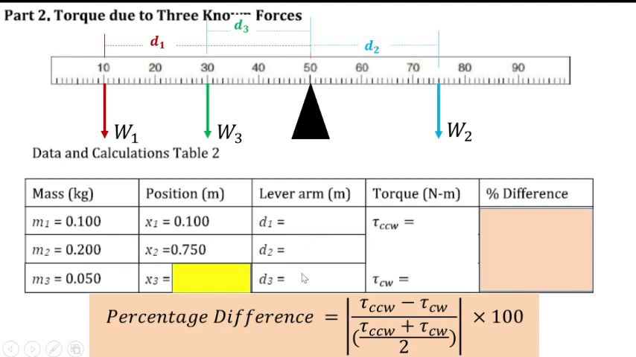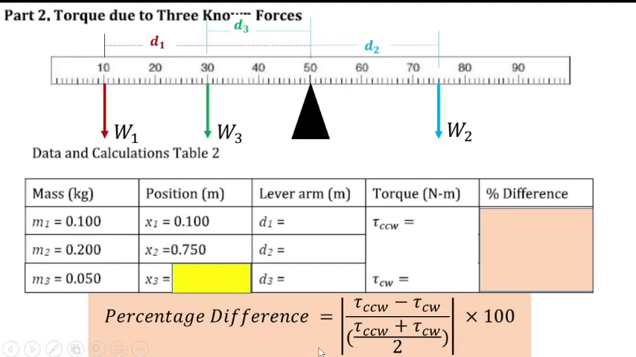Again, you have to compute the lever arm. D1 is the distance from the pivot to weight 1, D2 is the distance from the pivot to weight 2, and D3 is the distance from the pivot to weight 3. Based on their position, you have to add the torques of weight 1 and weight 3 to determine the torque counterclockwise. For the torque clockwise, you will just get the torque of weight 2. Again, we know that the torque clockwise and torque counterclockwise should be equal. Hence, we will get the percentage difference, using the same formula we have in procedure 1. Please place your answer here.